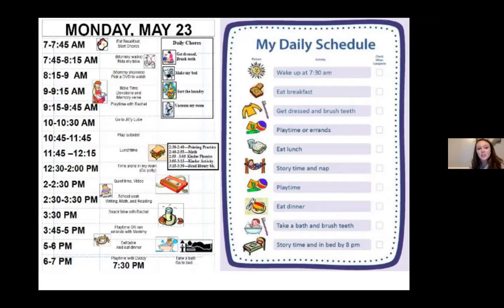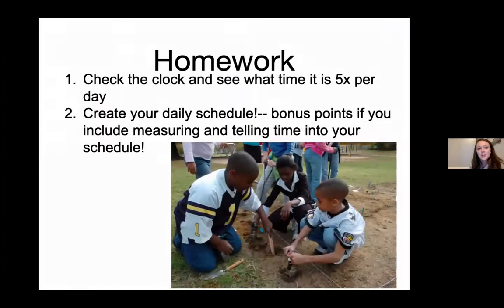Now, Ms. Smith is going to explain to you the rest of your homework. Okay, boys and girls, you are going to check the clock and see what time it is 5 times a day. You're going to look at your clock 5 times each day and write down what time it is. Then you're going to create your daily schedule. Remember, you can record what time you wake up, what time you eat breakfast, what time you have lunch. You can record your playtime, even what time you go to bed.